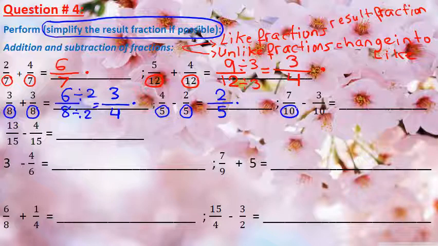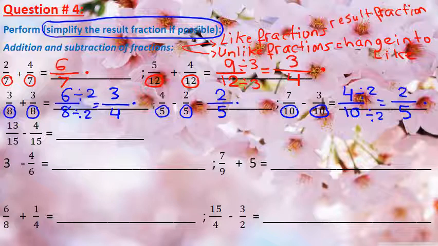Also denominator 10, denominator 10. These are like fractions. So in the result fraction, the denominator is 10. 7 minus 3 is 4. 4 over 10. We can reduce both terms by 2. 4 divided by 2 is 2, and 10 divided by 2 is 5. 2 over 5 is an irreducible fraction.